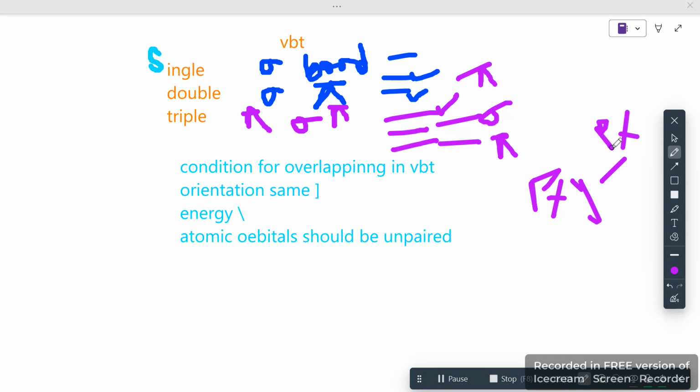Why? Because if this is the s orbital and this is also an orbital, this will form the pi bond. Or there's another story: we have Px orbitals, we have Py, and the third we have Pz. So we have these three, and they cannot overlap each other. Okay, this point is only this.